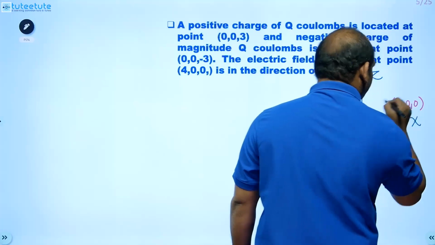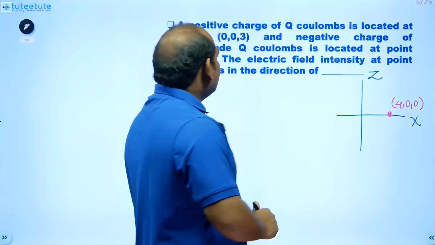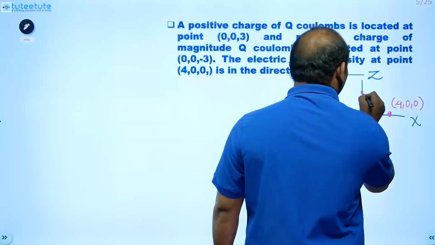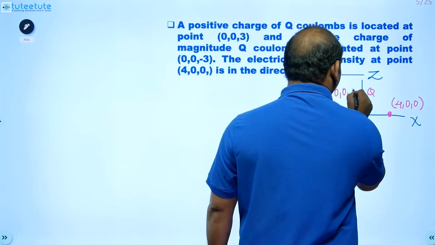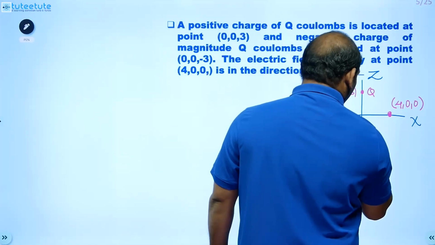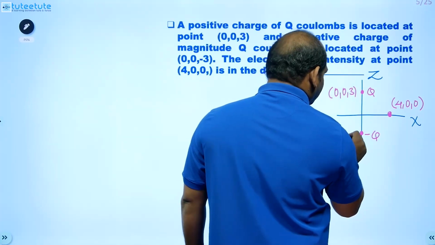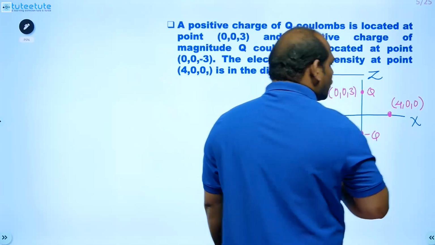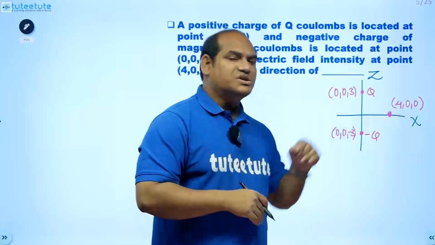So this is the observation point where we need to calculate the direction of the electric field. Next, the first charge is Q, located at (0, 0, 3), and the second charge is minus Q, located at (0, 0, minus 3). This is the given data. Now we are required to calculate the direction of the electric field at (4, 0, 0).